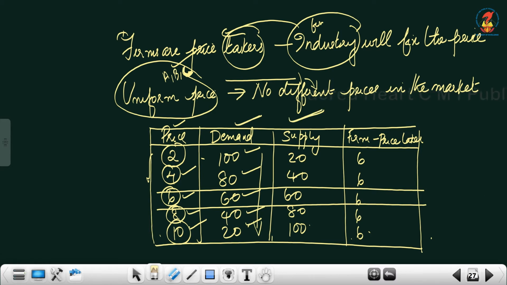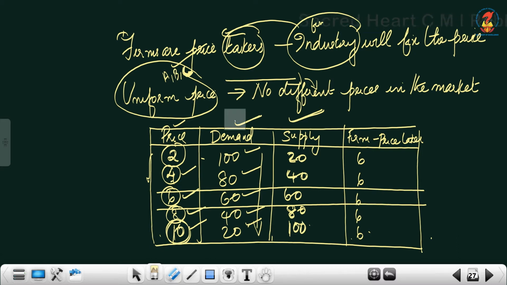Now we will move on to supply. What kind of a relationship between supply and price? Both are positively related. See, when the price is 2, 20 is supplied. When the price increases to 4, 40 is supplied. When the price increases to 6, 60 is supplied. When the price increases to 8, 80 is supplied. Because producers are tempted to supply more when the price increases. Positive relation between supply and price, as we have learned. When the price increases to 10, the supply also increases from 80 to 100.